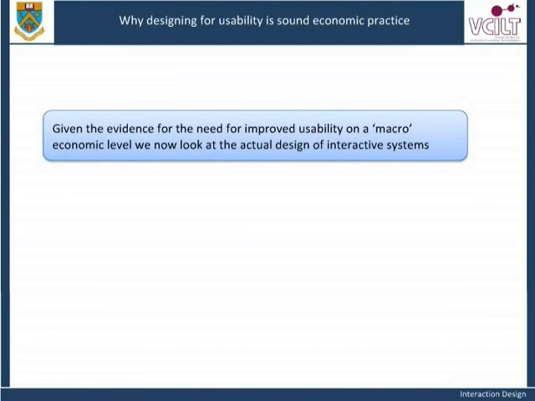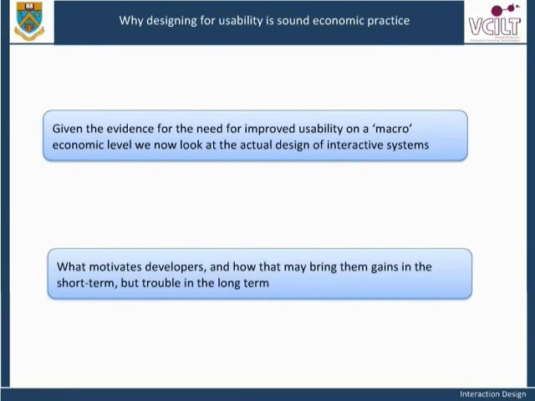Given the evidence for the need for improved usability on a macroeconomic level, we now look at the actual design of interactive systems. What motivates developers, and how that may bring them gains in the short term, but trouble in the long term.